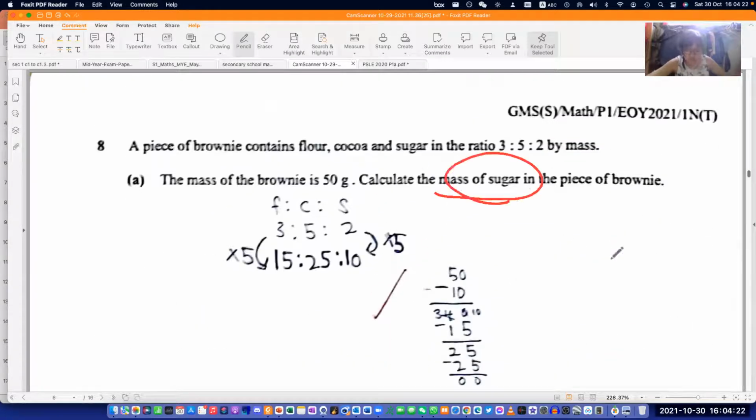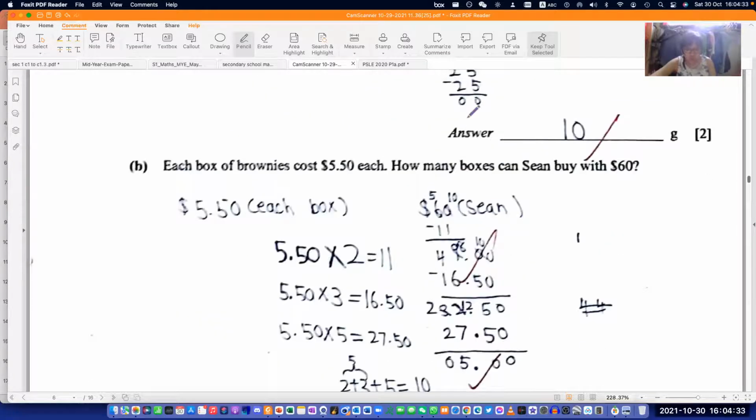Mass of sugar. So you want to find the sugar. You don't want to find cocoa, you don't want to find flour. Am I right? Yeah. Similarly, how many boxes can Sean buy? They want to know how many boxes. They don't want to know how much is 1 box. They want to know how many boxes.